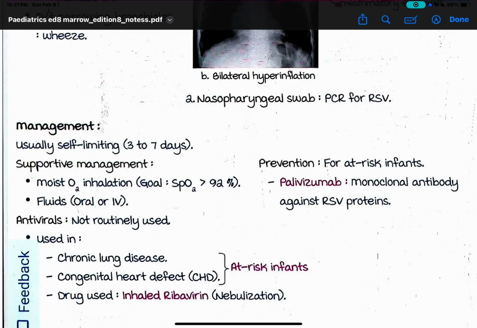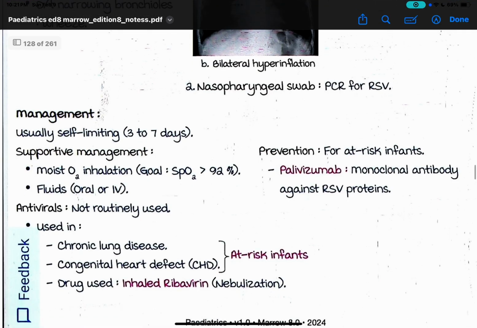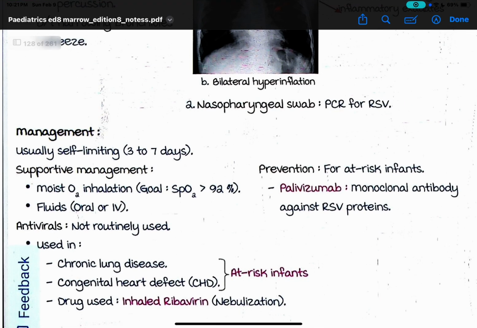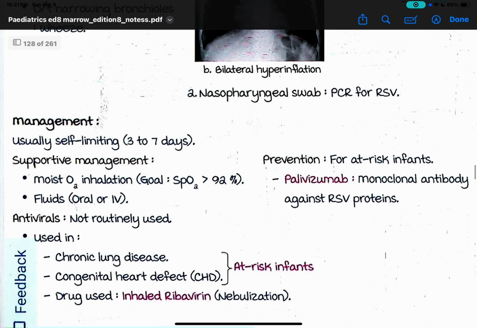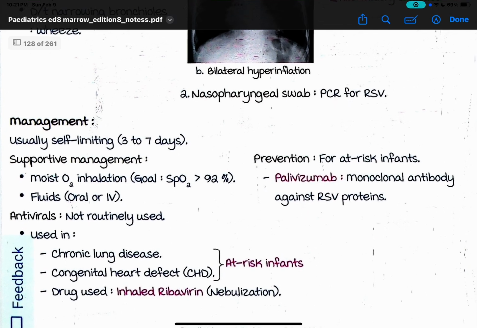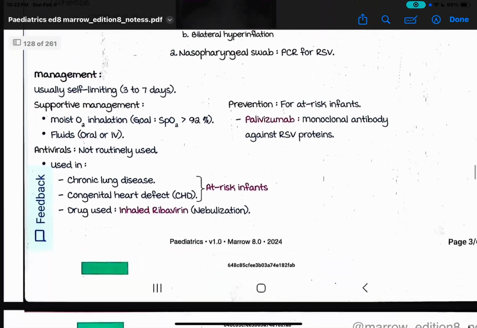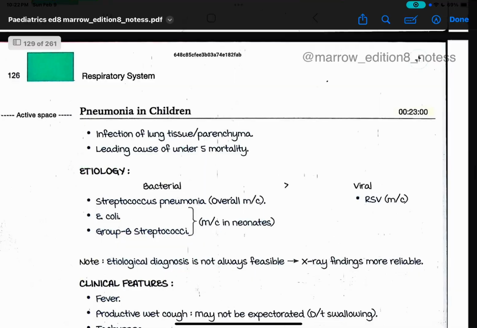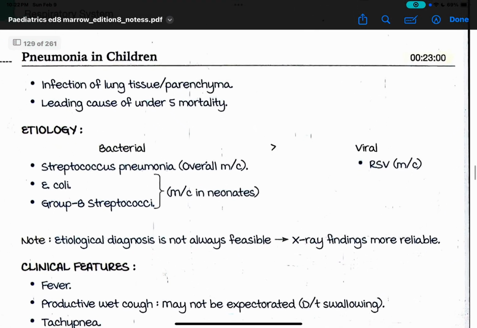Antivirals are not routinely used here. Only supportive management, as it is a self-limiting disease. Antivirals can be used in chronic lung disease, congenital heart defects, and at-risk infants, and the drug used is inhaled ribavirin by nebulization. Pneumonia in children.